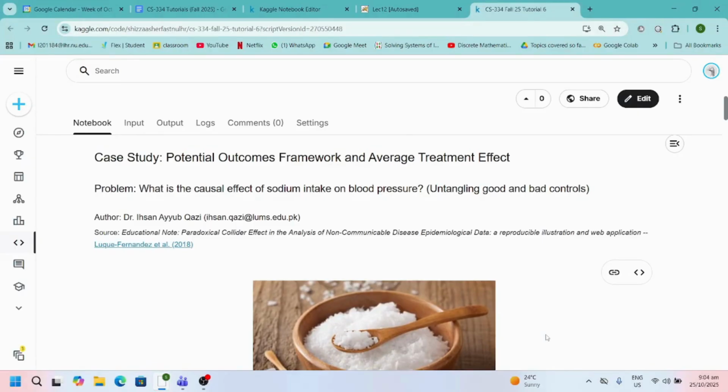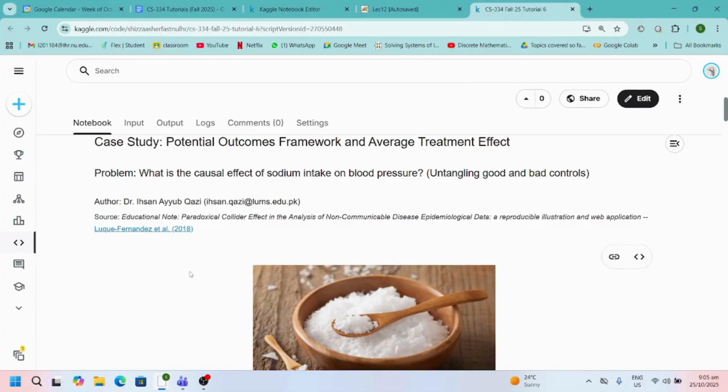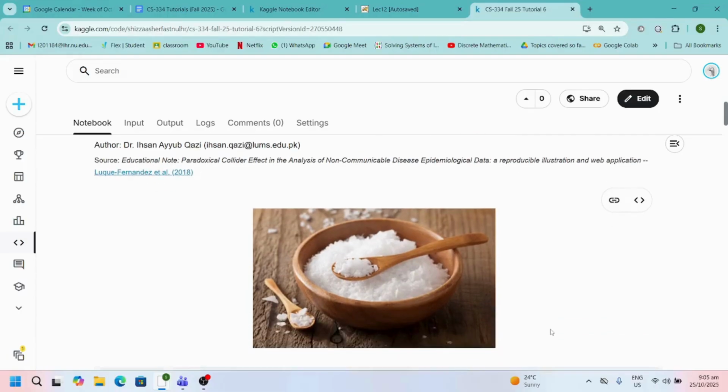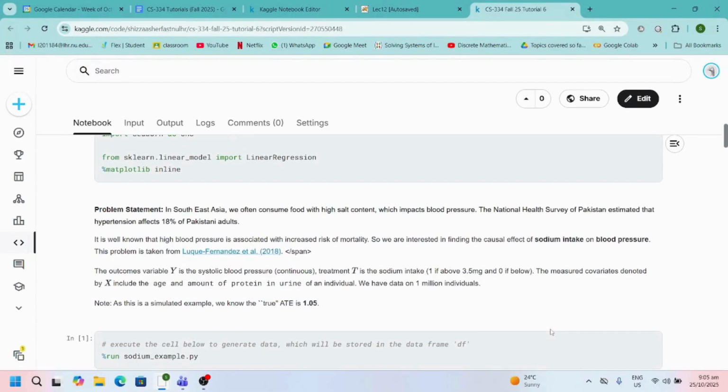The problem at hand is, what is the causal effect of sodium intake on blood pressure? You are looking at good controls and you're looking at bad controls. We don't know which is which right now, but you are trying to determine the causal effect of sodium intake on blood pressure. So for this you have the link to the research paper from which the data is borrowed. For those of you interested, you're welcome to explore this on your own.